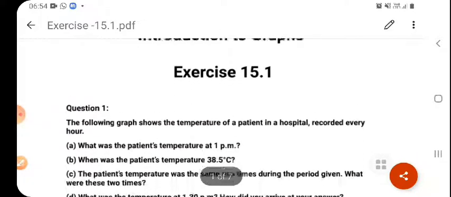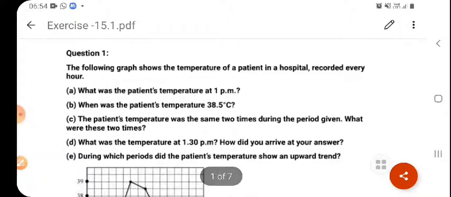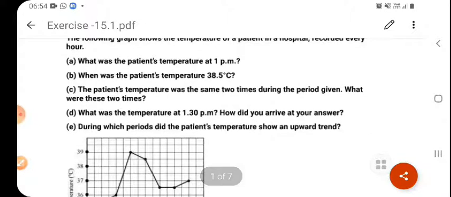Okay, introduction to the graphs. The following graph shows the temperature of a patient in a hospital recorded every hour. What was the patient's temperature at 1 p.m.? We have to find out what the temperature was at 1 p.m.